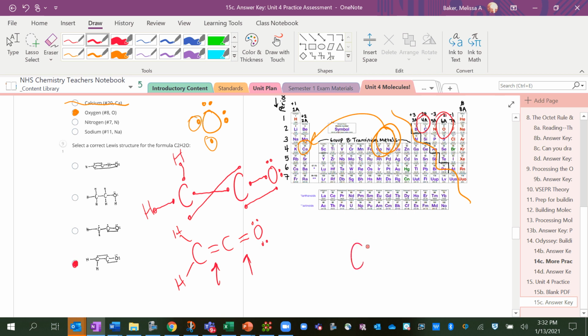Now again, I could have chosen a different structure, which wasn't one of the options, but I do want to show an isomer of this just for fun. Connect everything once, and then what if I had put a triple bond between the 2 carbons, and then I put the hydrogens on the oxygen and the carbon? That would also be a correct structure, just as an FYI.